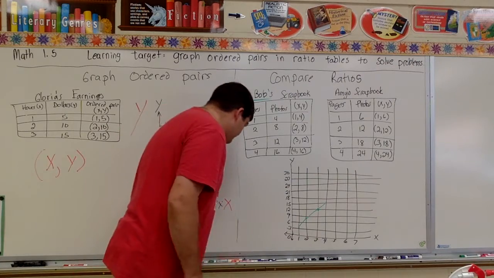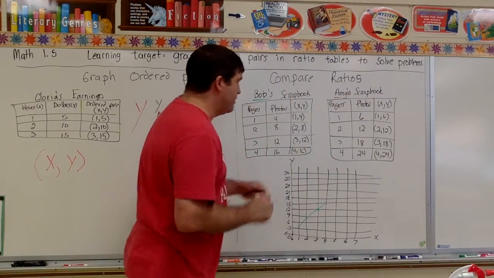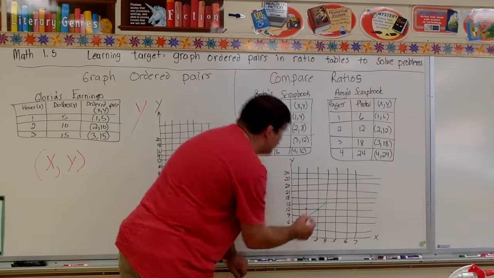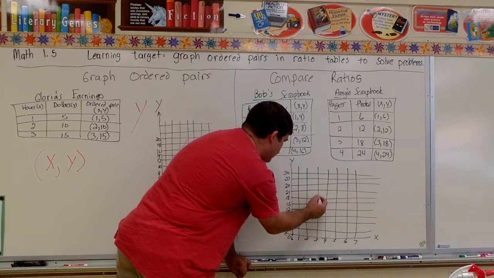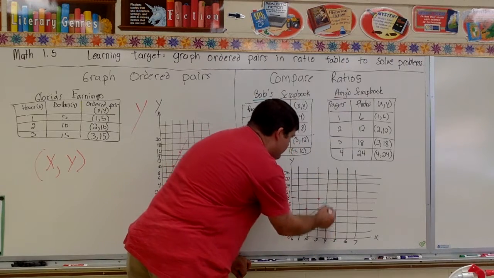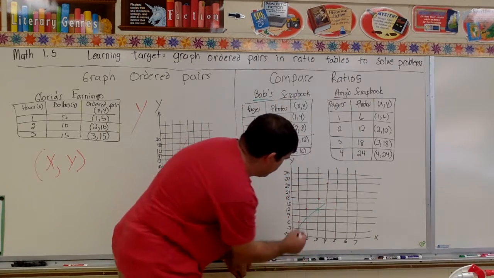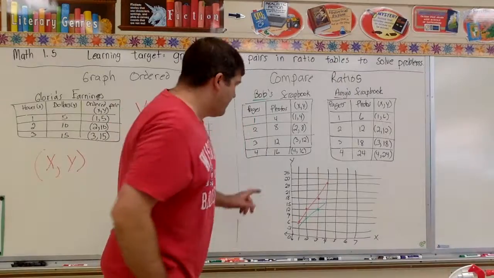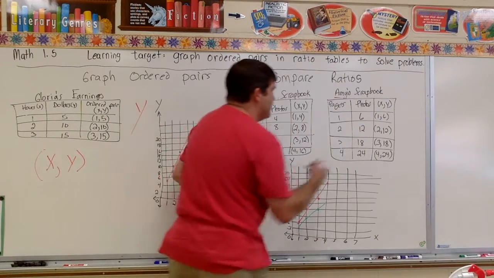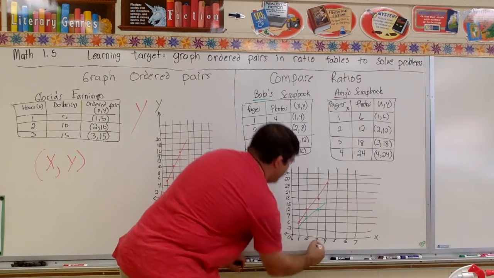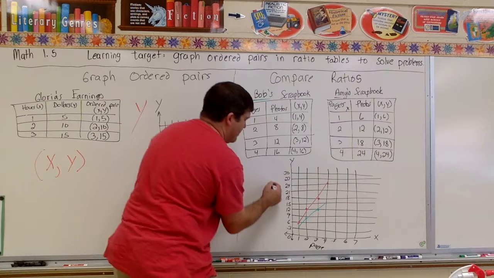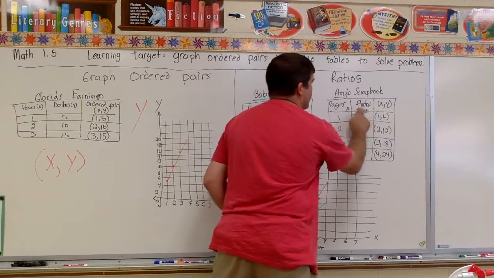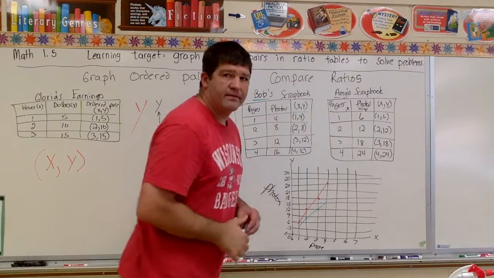We'll connect those. Now let's do Amy's in red. 1 page equals 6. 2 equals 12. 3 equals 18. And 4 is 24. So it's going to go like that. What you can see is that down here, the x-axis, x is pages, and this is photos, the y. I have to be careful how I make those.